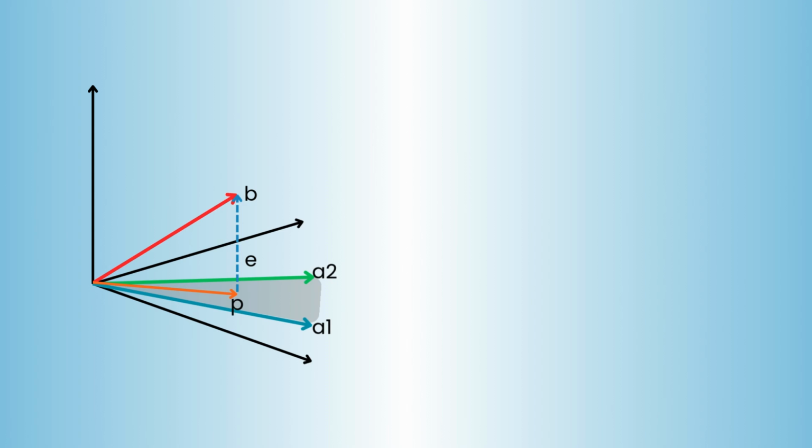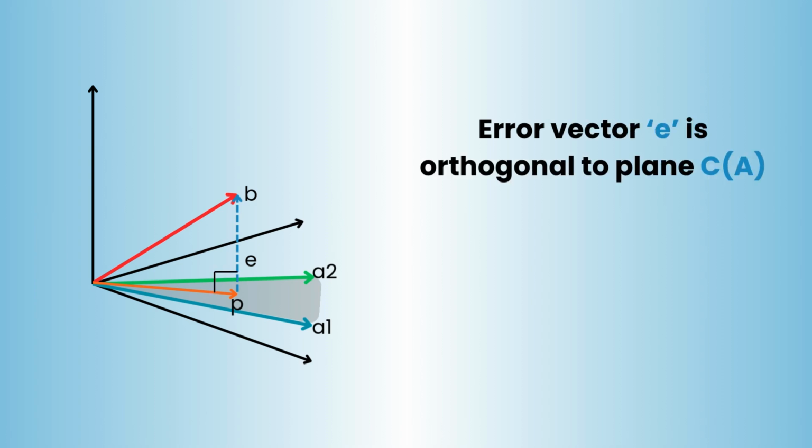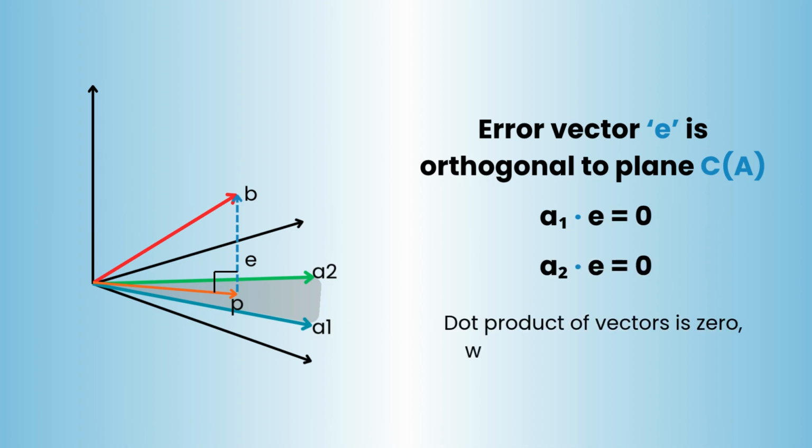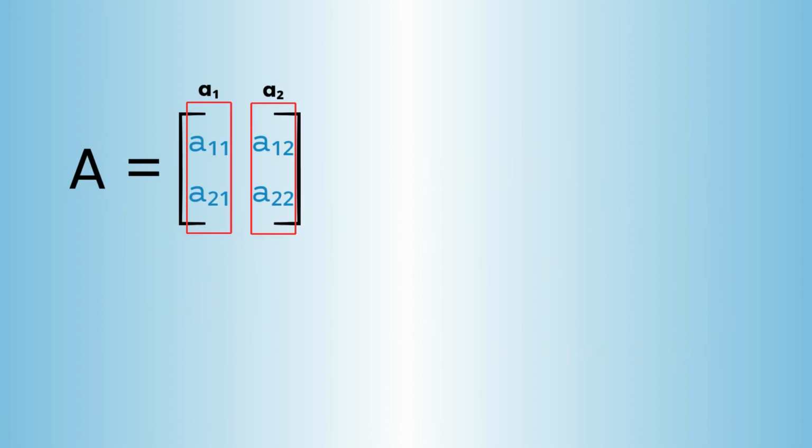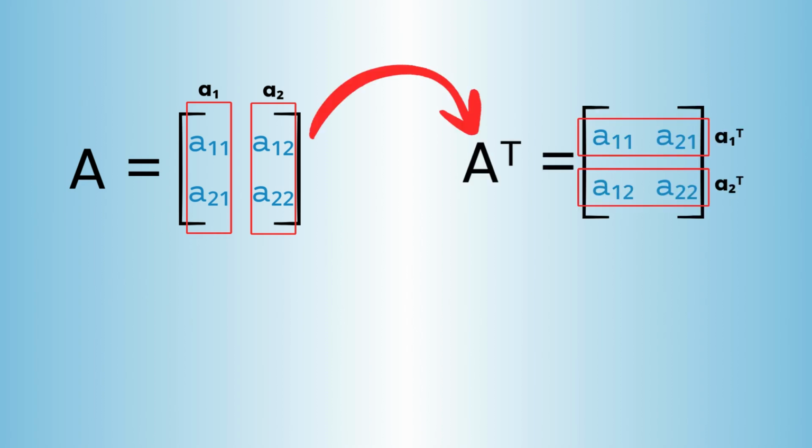The clue is in the geometry. The error vector e will be shortest when it is orthogonal to the column space of A. This means e must be orthogonal to every vector in that plane, including the columns of A that define it. We can express these conditions compactly using the transpose. The statement A transpose multiplied by the error vector e equals 0 is the mathematical way of saying the error vector e is orthogonal to all the columns of A.